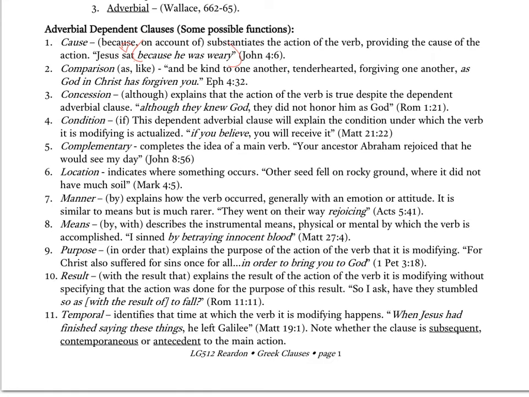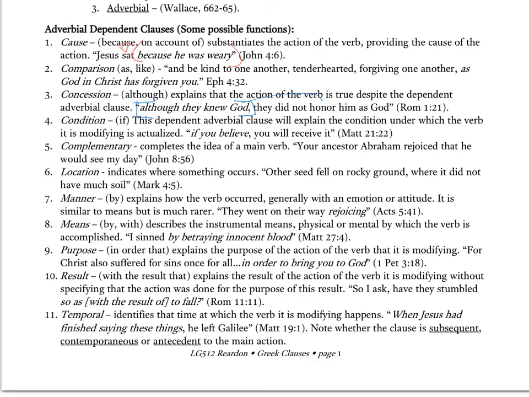The next one, concession, although. It explains the action of the verb is true despite, and that's the important one, despite the dependent adverbial clause. Although they knew God, they did not honor him as God. Right? So what is our independent clause? Our independent clause that can stand alone is they did not honor him as God. And then we have a dependent clause, although they knew God, right?